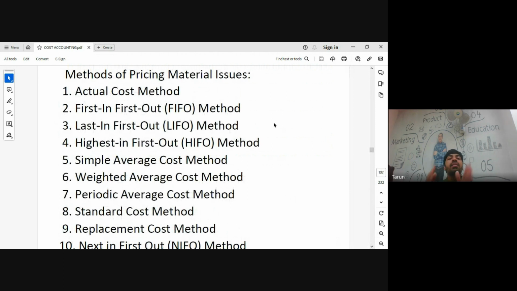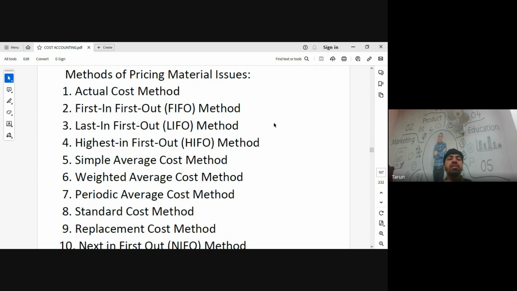These are the methods of pricing material usage, and the first six methods are important for practical aspects. These are the methods of pricing material issues: when you issue a material, which pricing policy would be applied. Through these methods the pricing policy would be decided.